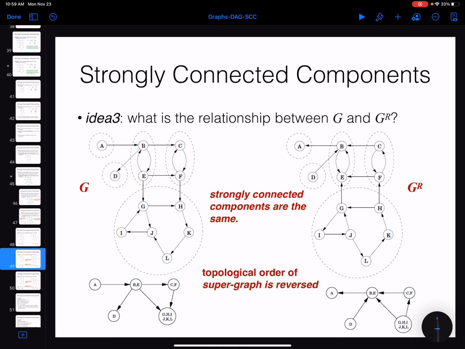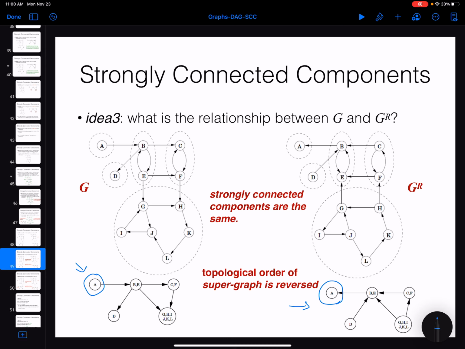The other property that we find here is that the topological order of the supergraph will be completely reversed, right? So it gives me a very good thing. The source nodes in the original supergraph will be sink nodes in the supergraph of GR, the reverse graph.